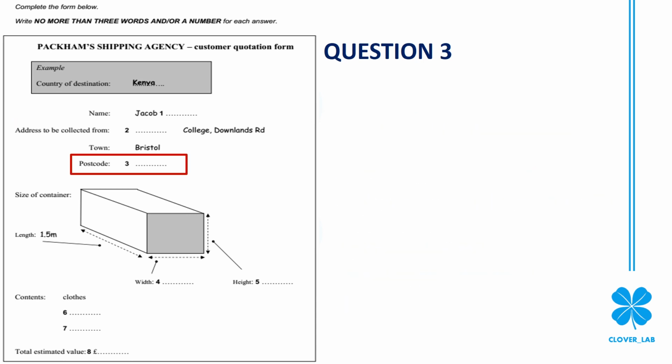And where's that? It's Downlands Road in Bristol. Oh, yes, I know it. And the postcode? It's BS8 9PU.